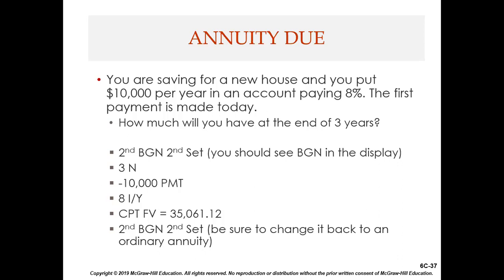Now let's say you forgot to change the PMT from end to beginning. You can go ahead and do this. Change it to end and then solve for future value. Look at the difference. It would look like you're only saving $32,464, when in fact, because of when you made that payment, the beginning of the first year, you accumulate almost $2,500 more in interest. So that's why it's very important we're vigilant about making sure the correct word is highlighted when we're calculating amounts for annuities.